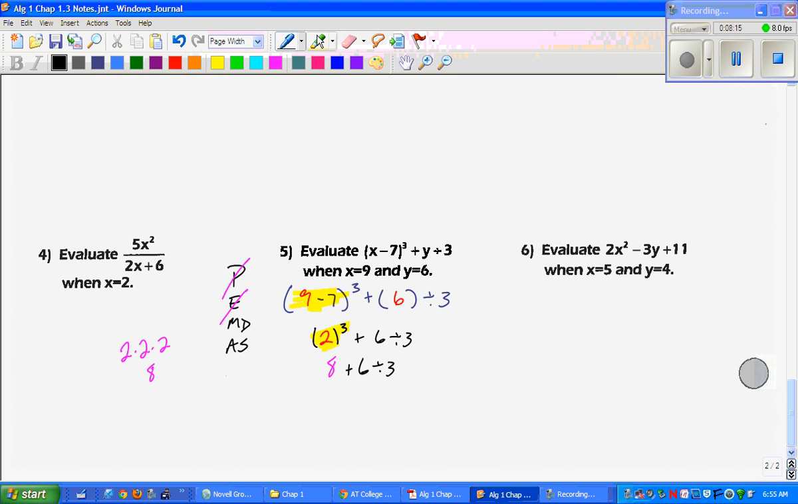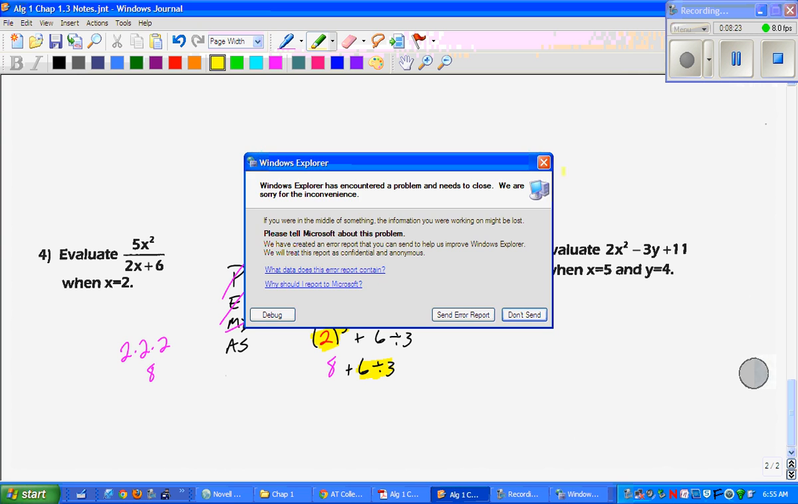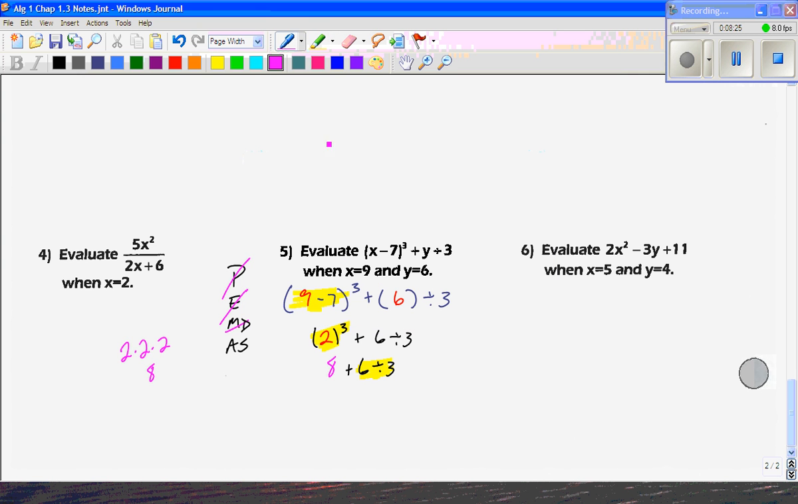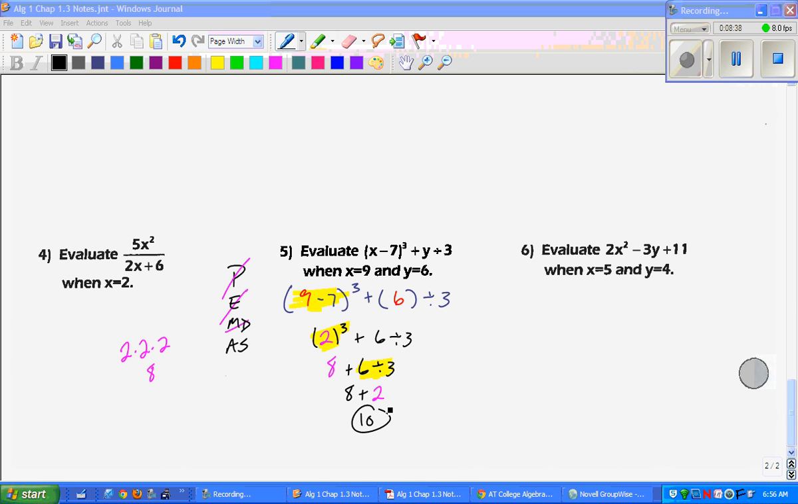Now the next thing we have to do is multiplication or division, which we have. We have division on the back side. 6 divided by 3 is 2. That 8 comes down, and 8 plus 2 gives us 10. So just remember, we've got to go step by step by step.